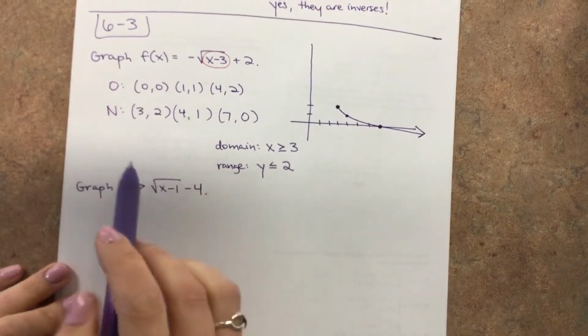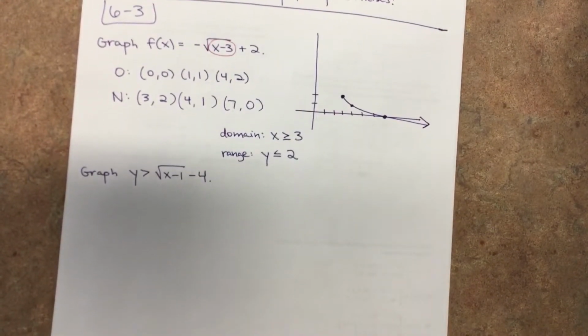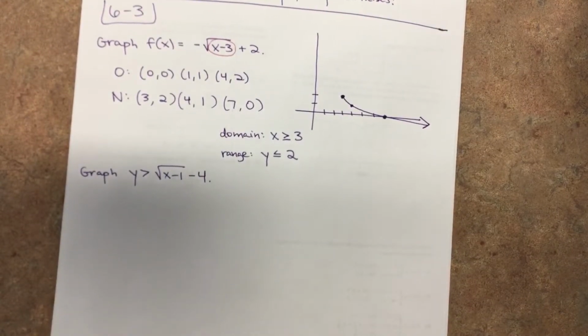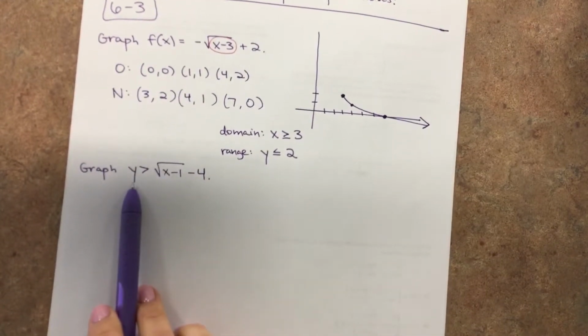Okay, so this one, first note, you've got f of x, you've got y. That doesn't make a difference. F of x and y are basically interchangeable. So whether you see one or the other, it doesn't make a difference which one you see. What is important is the equation versus the inequality sign.